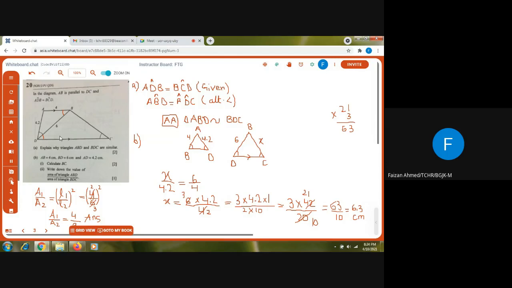For that we have to prove that two pairs of angles are equal in both triangles. If that is the case, then these two triangles are similar. So we will work on that. Luckily we have one equal pair of angles given in the question, ADB equals BCD, and we just have to find another pair. Another pair can be found by looking at these two parallel lines.